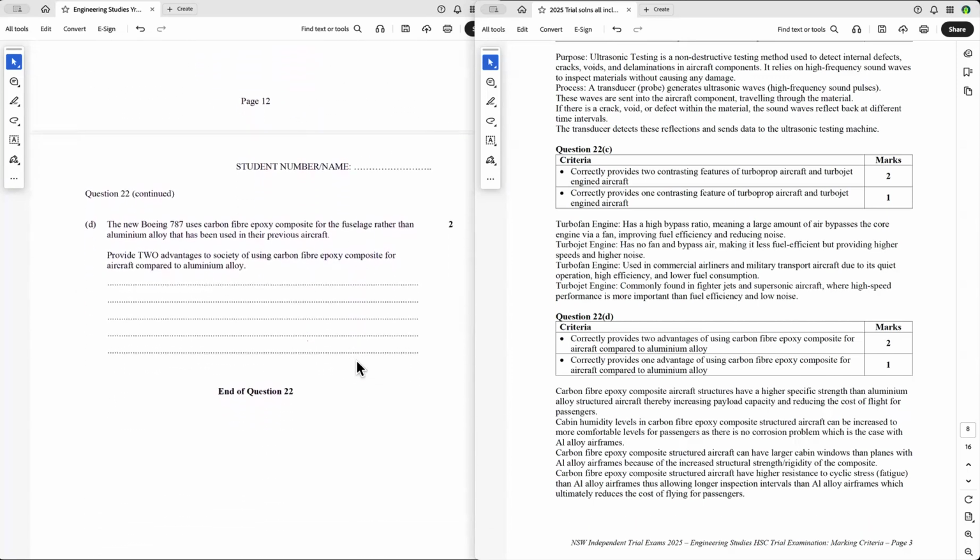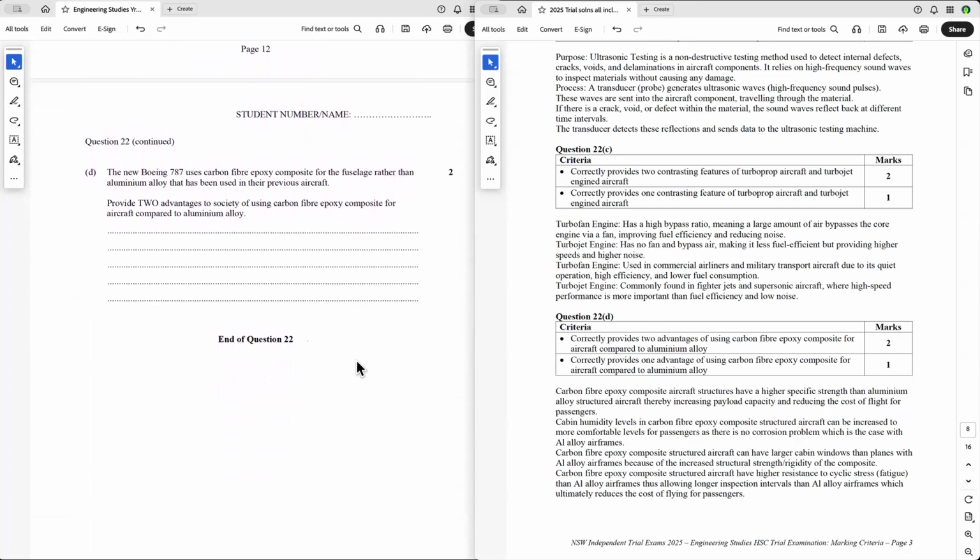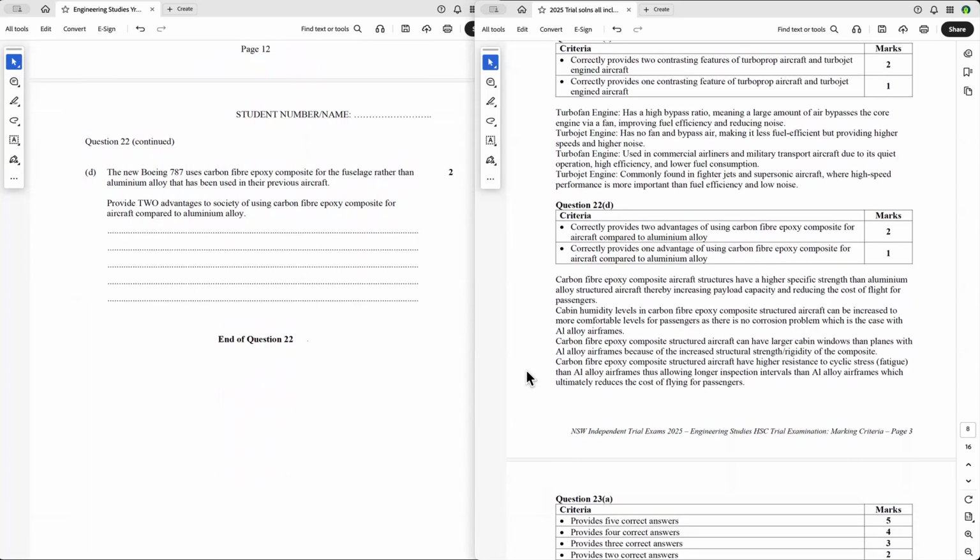Next question. The new Boeing 787 uses carbon fiber epoxy composite. Provide 2 advantages to society of using this. Carbon fiber is much more resistant to corrosion than aluminium alloy. So therefore, you can have a much better regulated humidity in the plane. You can have more water vapor in the air, and it's much more comfortable for passengers.